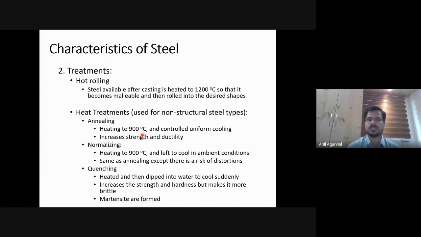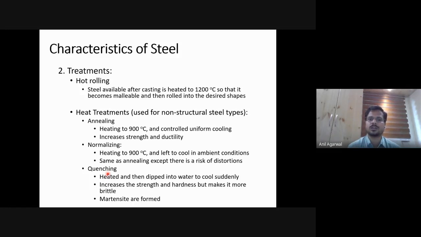Normalizing is basically the process where you heat it to 900 degrees centigrade and then you leave it in the open atmosphere to cool it. So you leave it in the workshop to cool under atmospheric conditions. That is also relatively slow cooling, but it leads to some thermal gradients, some non-uniformity in the temperature. As a result, you get some level of hardness, some level of higher strength, but also some level of ductility.